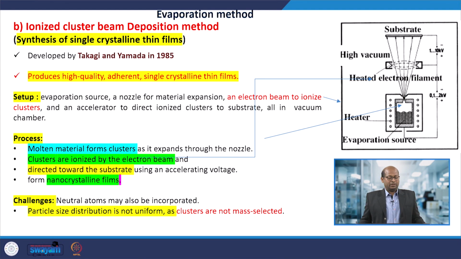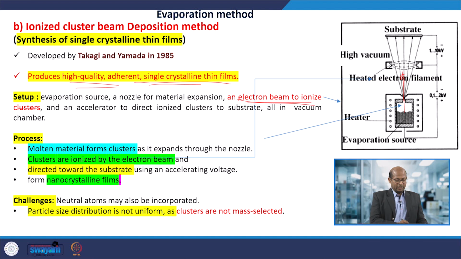In this method we can produce high quality, adherent, single crystalline thin films. That is the good thing, and these setups we have already discussed. Here electron beams are used to ionize the clusters. Whatever clusters form, an electron beam is applied over them, and they are ionized, resulting in ionized cluster formation.